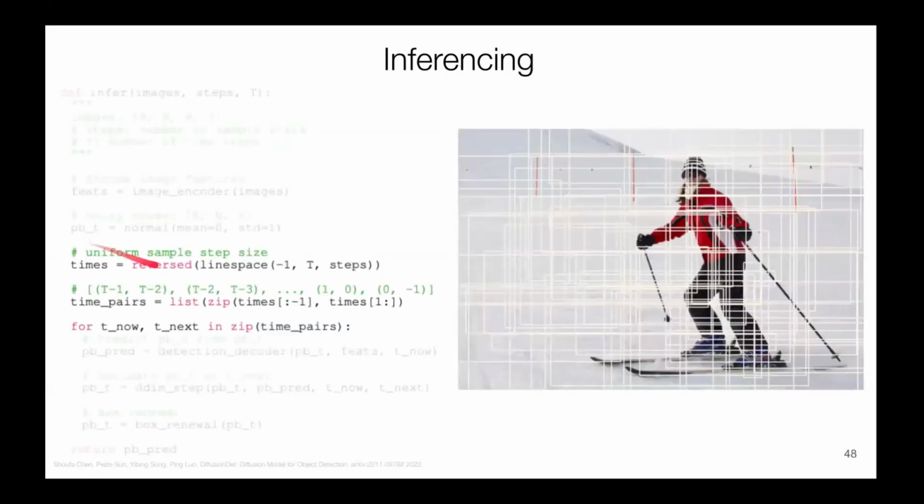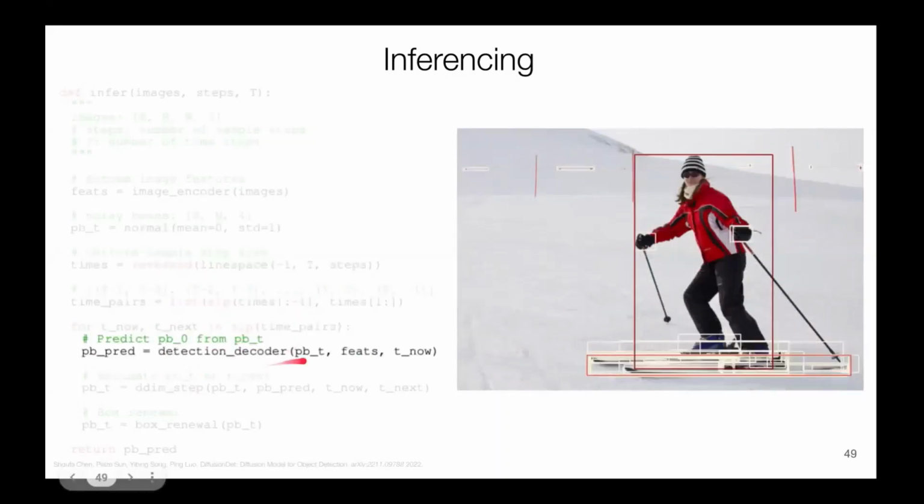We want a uniform sample step size, so we're going to use linspace to get even intervals. We're going to have t and then -1 for the beginning, and we're going to reverse that because we're going back evenly in time. We make time pairs, so t1, t2, t2 to t3, all the way to 0 and -1.